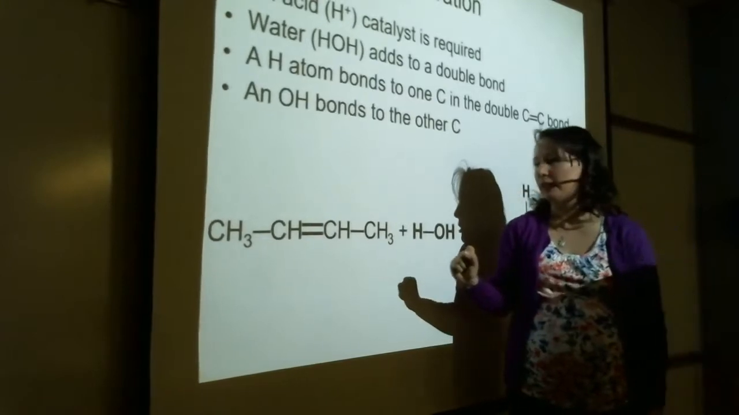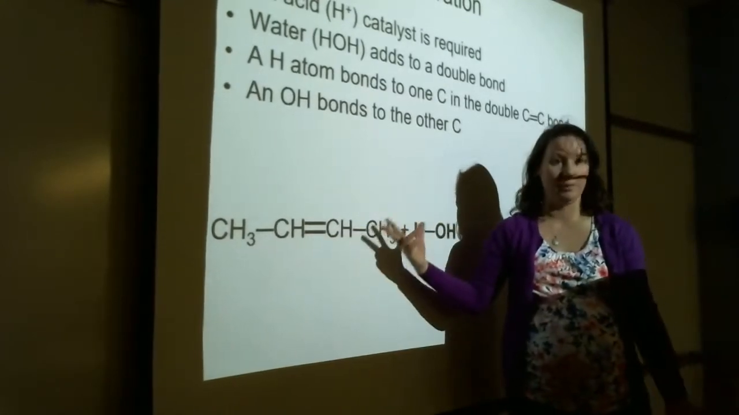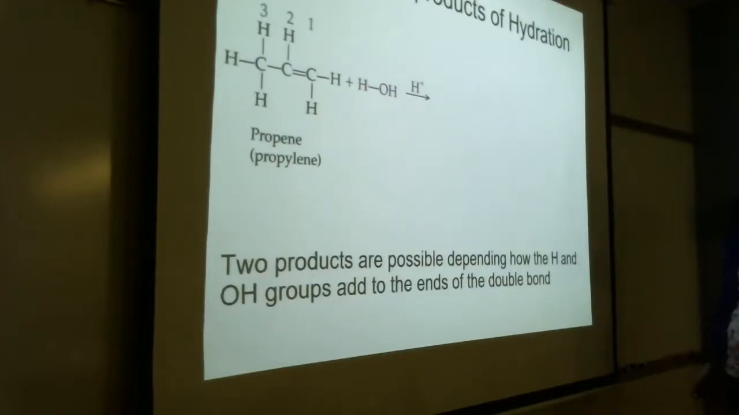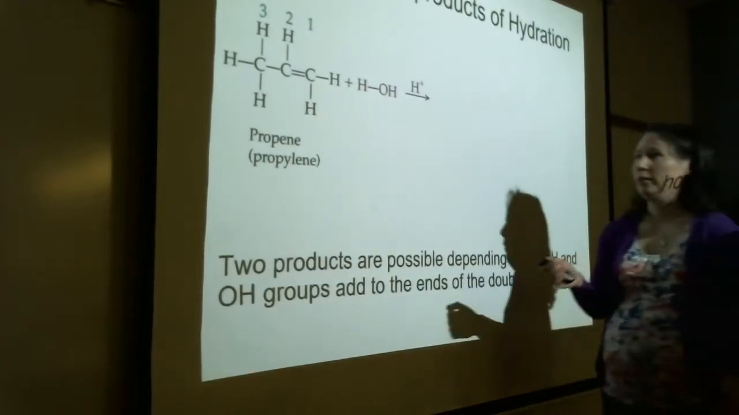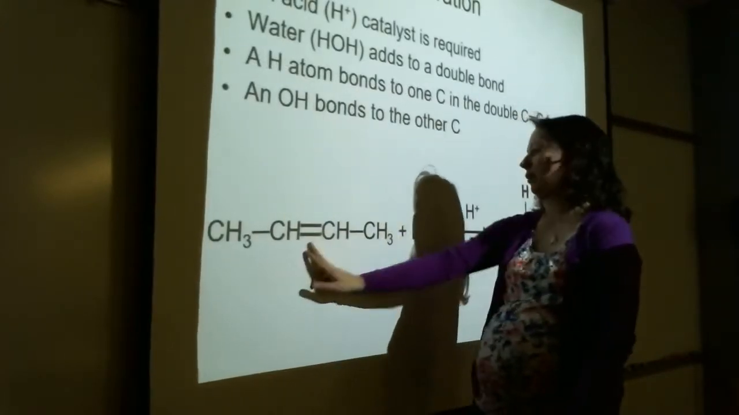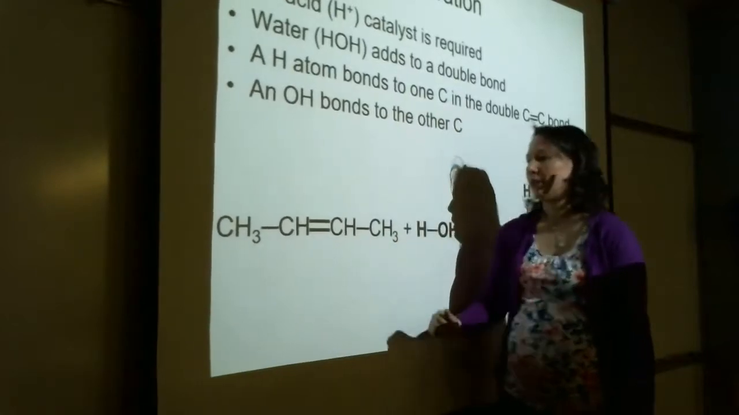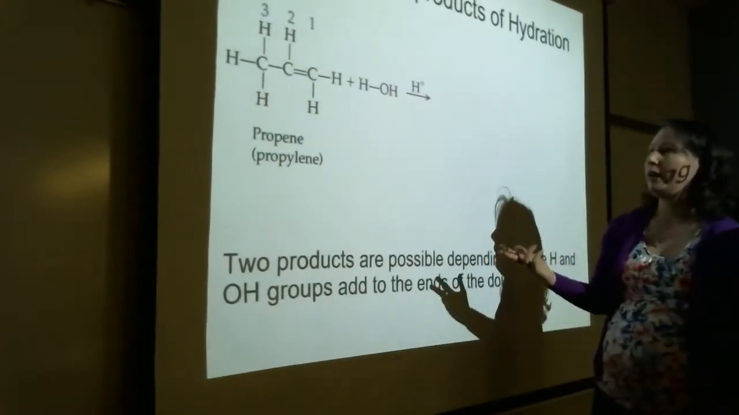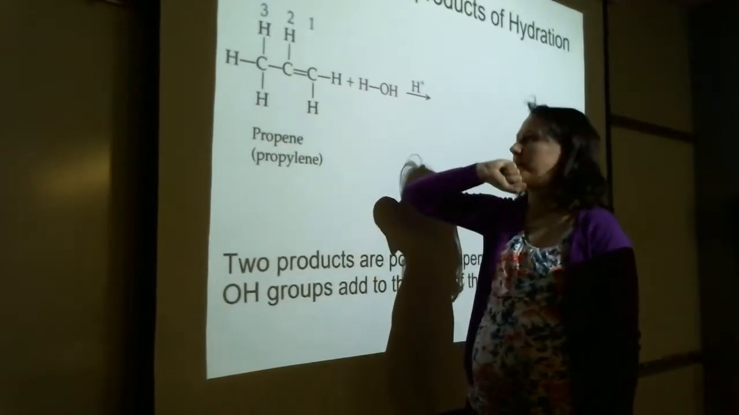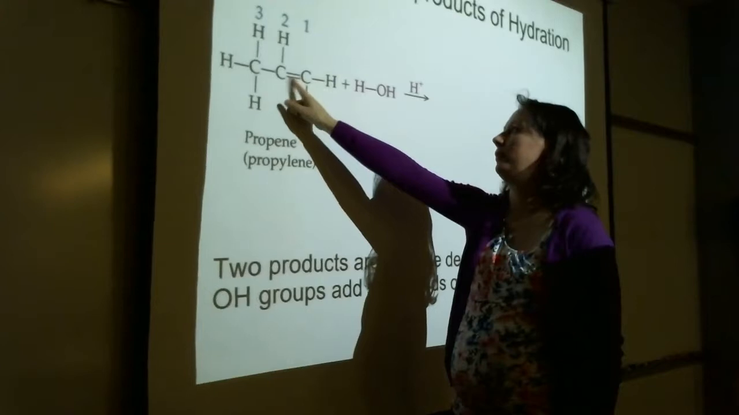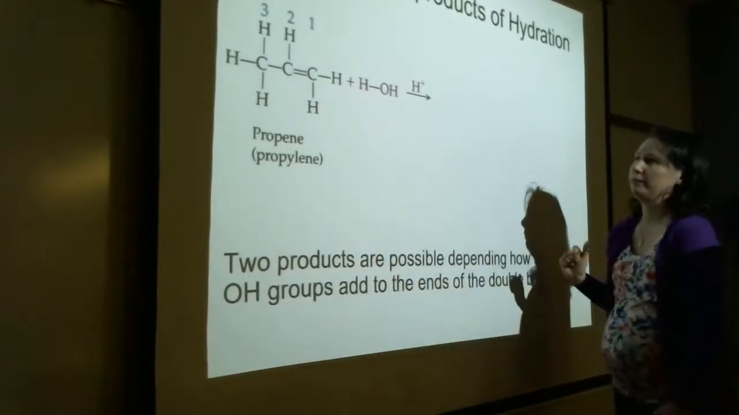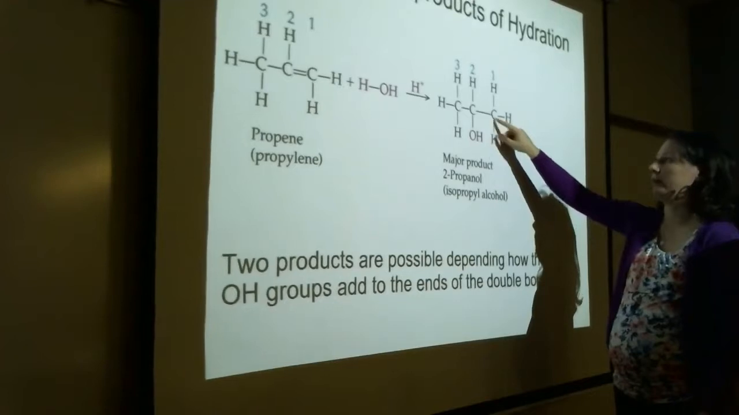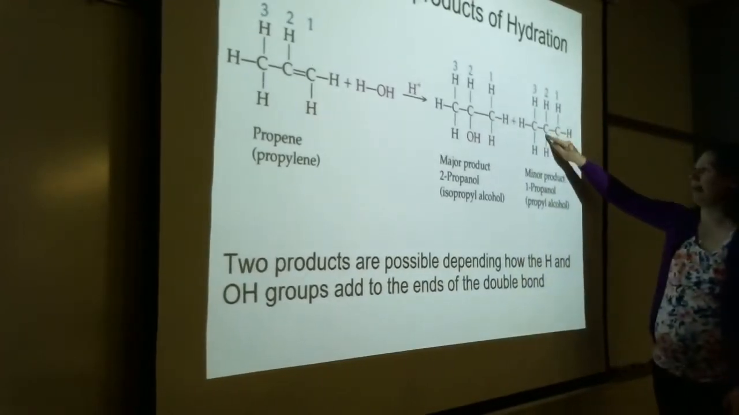But let's pretend that this was not in the middle. It was not symmetric. Then you would get two products. You would get two unique products. And there is a way to distinguish there. So here's an example where it's not symmetric. Right? In the previous example, it was a four-carbon chain right in the middle. You only got one option, right? Because whether or not the OH goes here or here, OH is still on carbon two, no matter which way you count from. But here, this is a three-carbon chain, right? And the double bond is on carbon one and two. So let's look at our two options. You can have OH going on carbon number two and H going on carbon one. Or you could have OH going on carbon one and H going on carbon two.